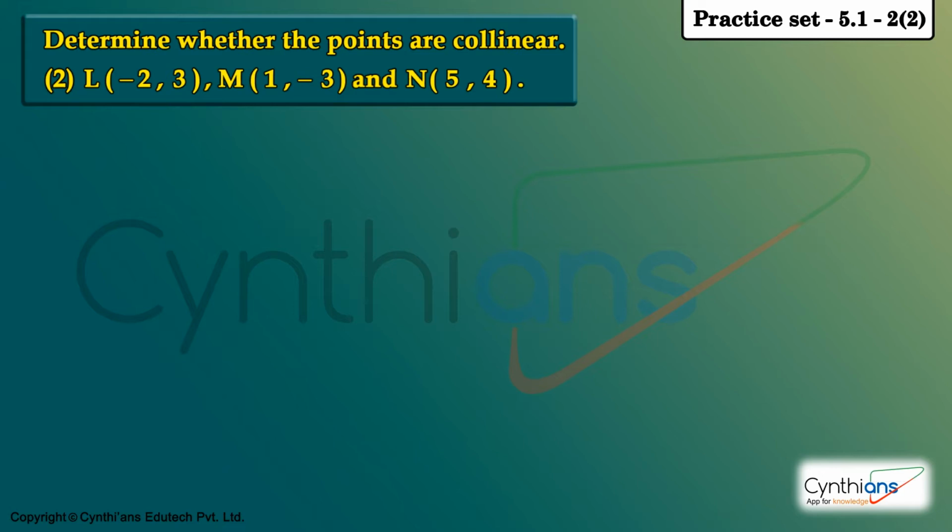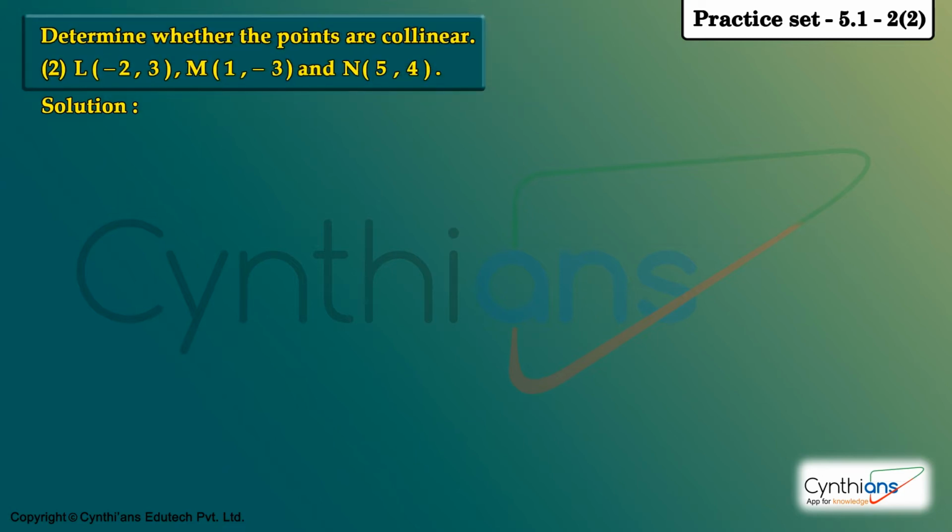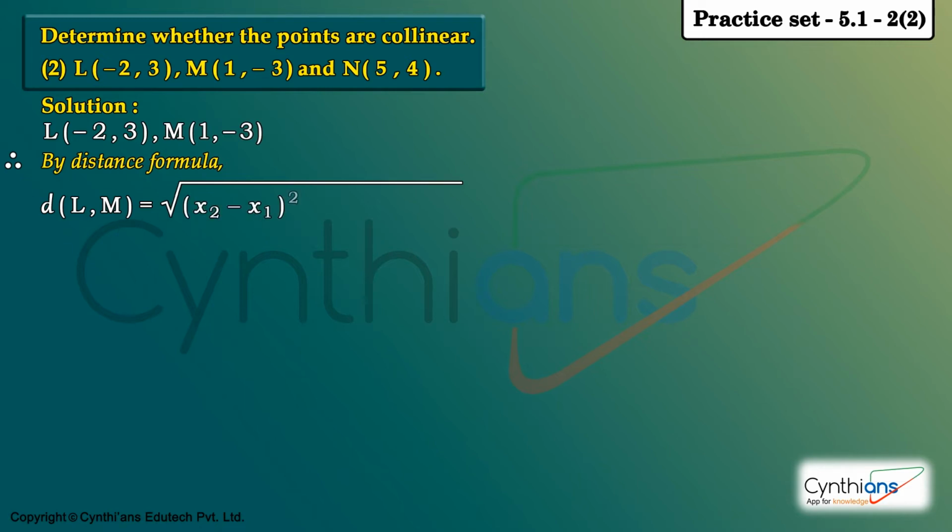So in order to find their distance, let's begin with the solution and let's take 2 points, point L and point M. Let's take coordinates for point L as x1, y1 and for point M as x2, y2. Therefore, x1 becomes minus 2, y1 becomes 3, x2 becomes 1, y2 becomes minus 3. Great. Therefore, by distance formula, distance of LM is equal to square root of (x2 minus x1) the whole square plus (y2 minus y1) the whole square. In the next step, let's substitute the values.